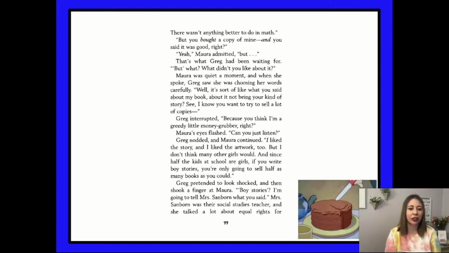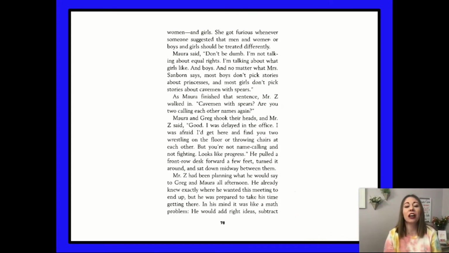Greg pretended to look shocked and then shook a finger at Mara. "Boys' stories? I'm going to tell Mrs. Sanborn what you said." Mrs. Sanborn was their social studies teacher, and she talked a lot about equal rights for women and girls. She got furious whenever someone suggested that men and women, or boys and girls, should be treated differently.